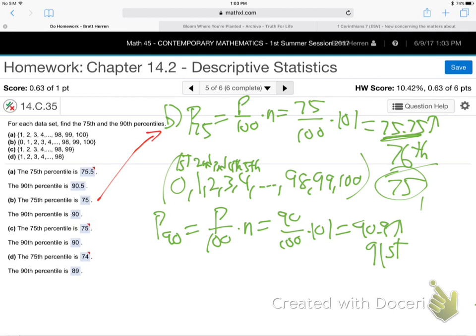Getting kind of scribbly over there. Is that okay? 91st number. So what is the 91st number? It is 90. Right? And that data set's always one below. That good?